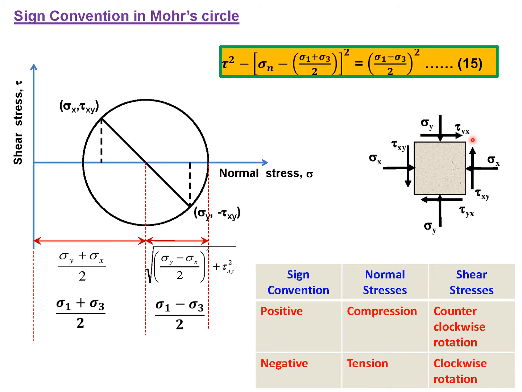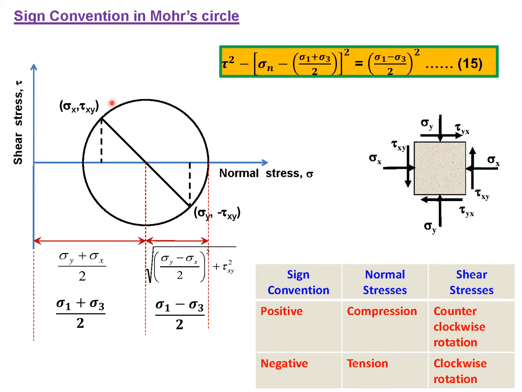Well, the important thing is the sign convention. When you are considering the normal stresses, compressive stresses are considered as positive in geotechnical engineering, or you can say soil mechanics, and tension will be considered as negative. Now, as far as the shear stresses are concerned, when you have counterclockwise rotation, a positive sign will be used, and for clockwise rotation, a negative sign is to be used.